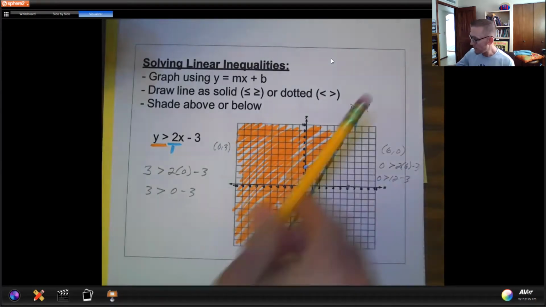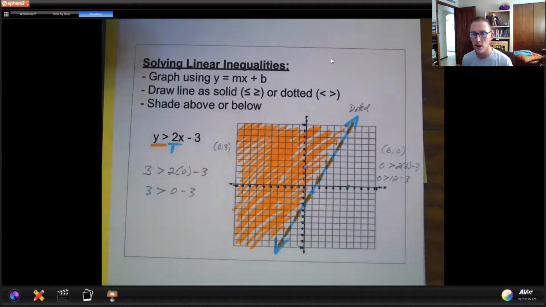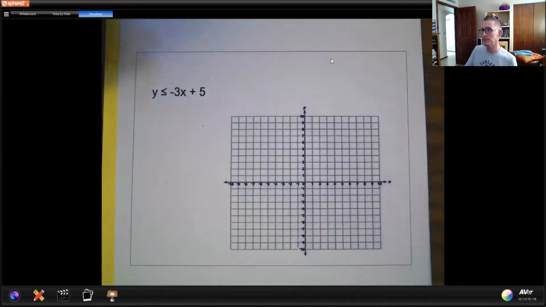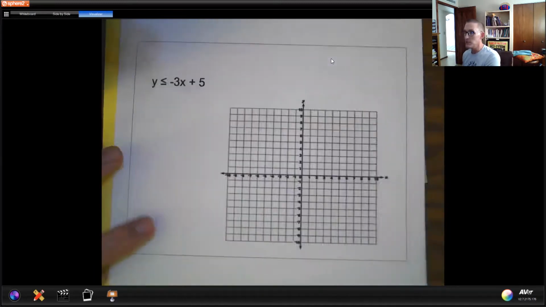So on one half of the line, every point in that area is going to work. The other half, they're not going to work. So you can shade it based on y is greater than or y is less than, or you can test a point and see if it works. Okay. So let's look at another example here and see what happens. So here is my inequality.